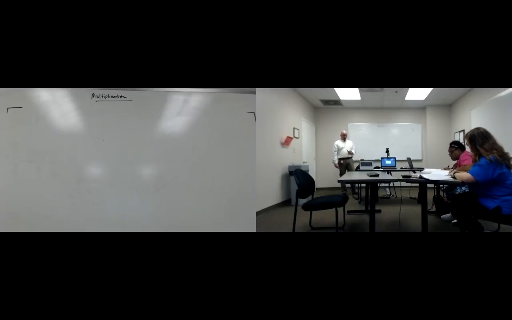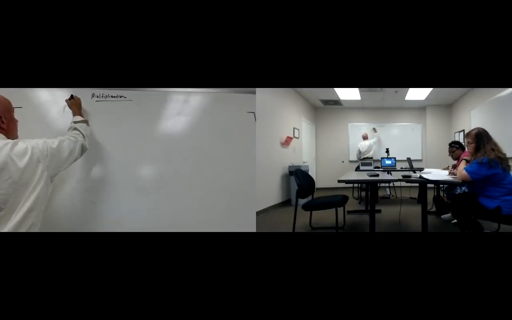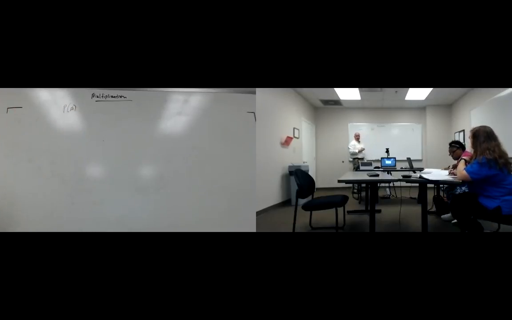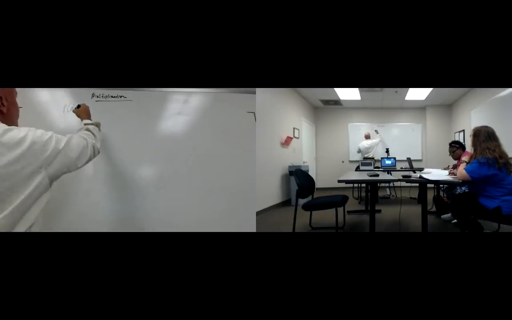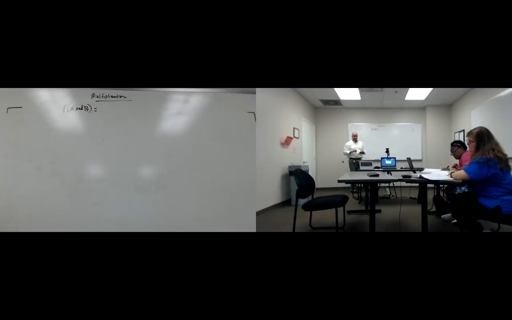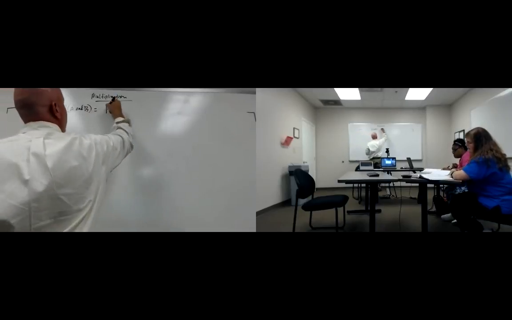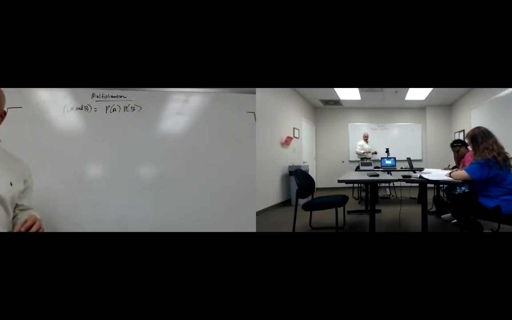So we have two independent events. And we could say that this is written as what? The probability of A and B is equal to what? The probability of A times the probability of B. The probability of A multiplied by the probability of B.